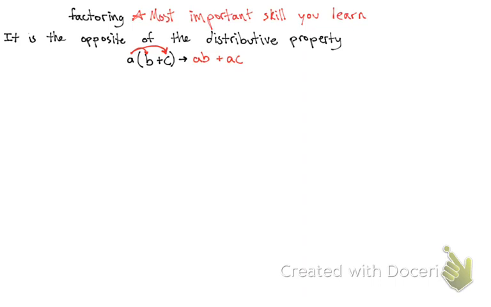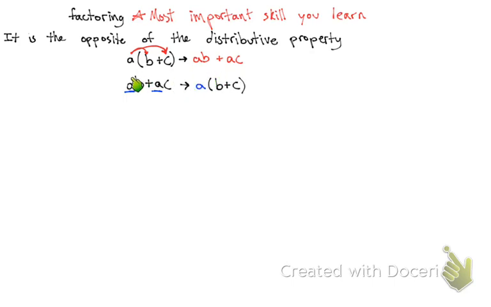But with factoring, you're going to start with ab + ac and work backwards. So you're looking at both terms, at all the terms, to see what they have in common. So in this case, you have two terms. They both have a in common. So that means you can factor out a, leaving you with b + c.